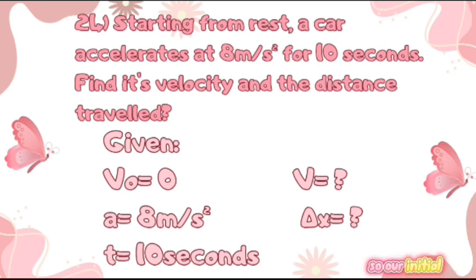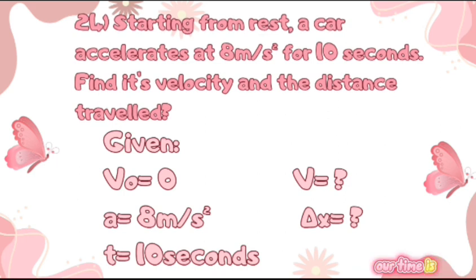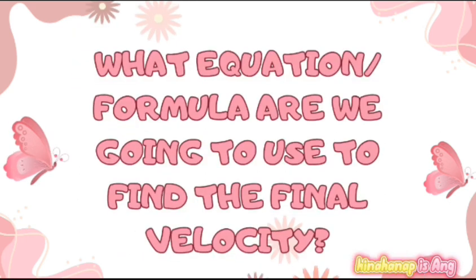Our initial velocity is equal to 0 meters per second since it starts from rest. Our acceleration is 8 meters per second squared. Our time is 10 seconds. And what we are looking for are the final velocity and the change in position. So what formula are we going to use to find the final velocity?